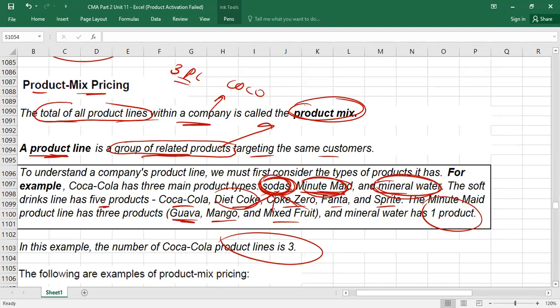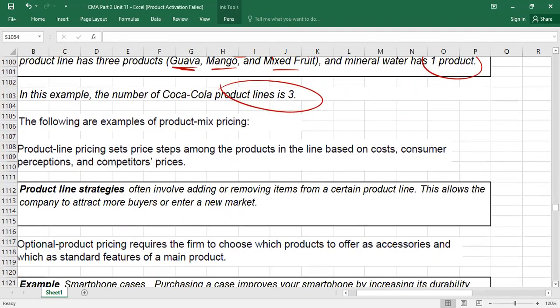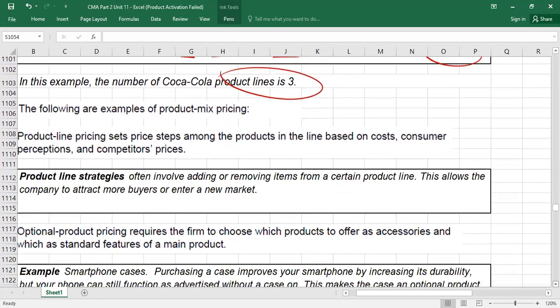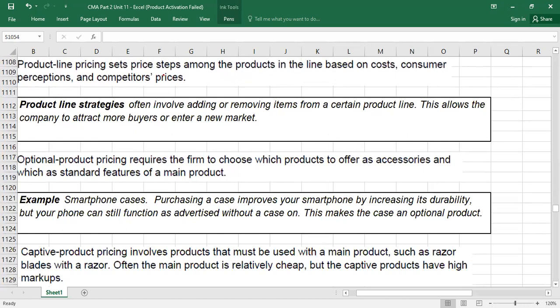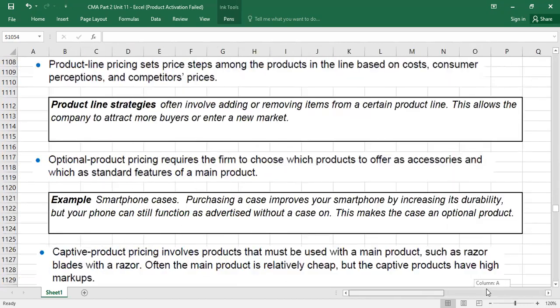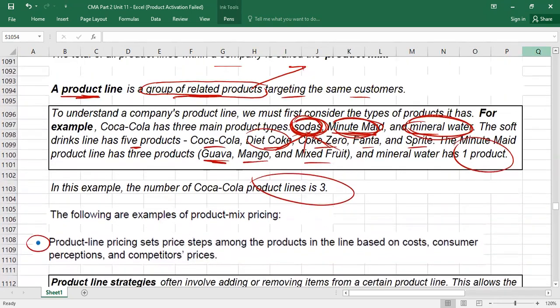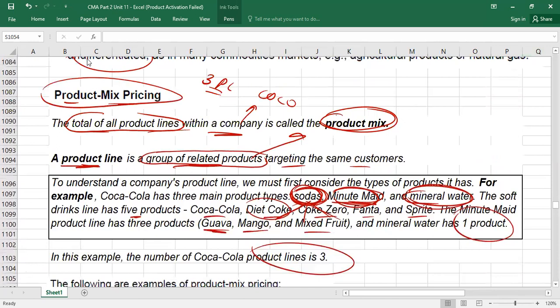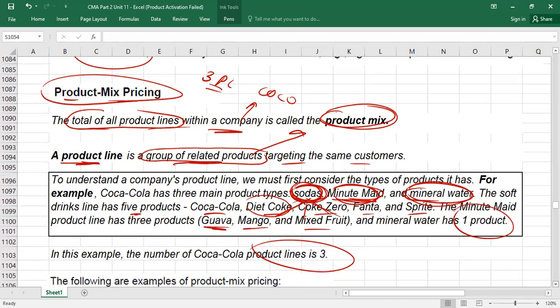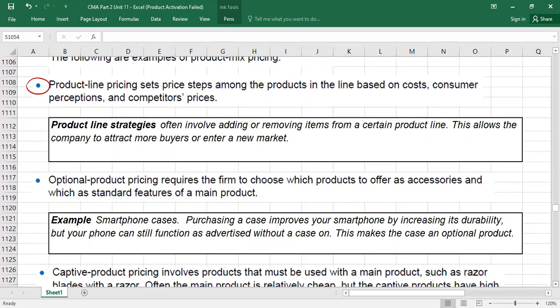Now, guys, we are going to talk about pricing strategies. The first strategy is called product line pricing. This is what we are talking about under product mix pricing. Don't forget our heading. This is the third time we are discussing product mix pricing. Under product mix, I have explained what the product mix is and what the product line is. Now I'm going to explain what product line pricing is.